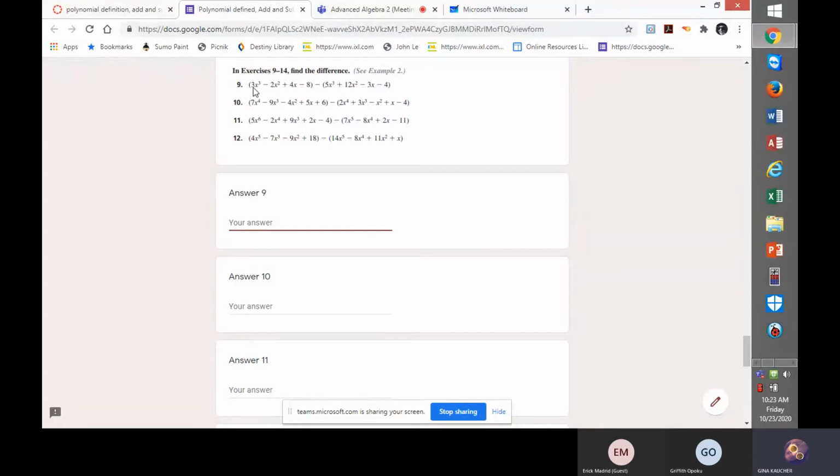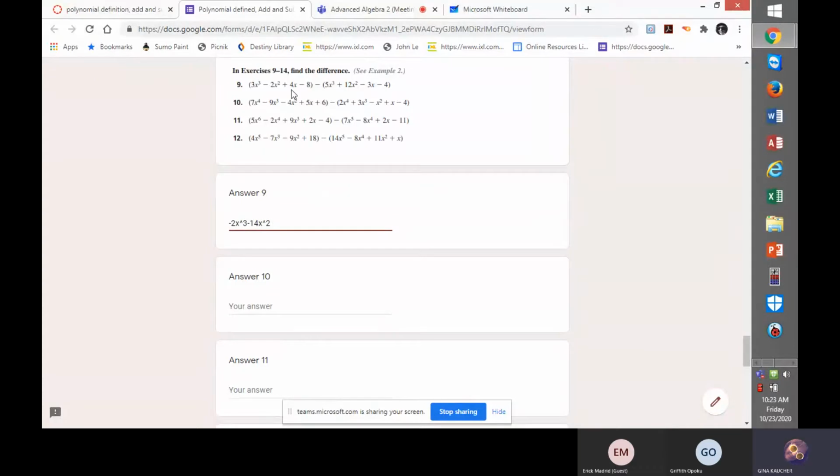Okay, so here we would have 3x cubed minus 5x cubed. That would give you negative 2x cubed. Okay, then we have minus 2x squared and plus, that's actually minus 12x squared. So that would be a total of negative 14x squared. So minus 14x squared.